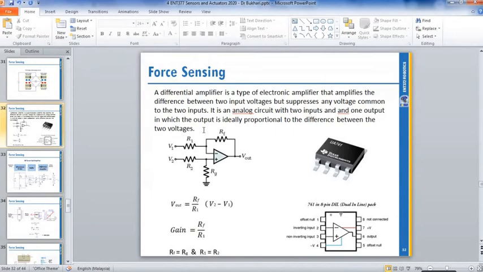If you don't want to increase your gain, then RF and R1 should be 1. This is to set the gain of our signal. So Vout equals RF divided by R1, this is the gain, multiplied by V2 minus V1.